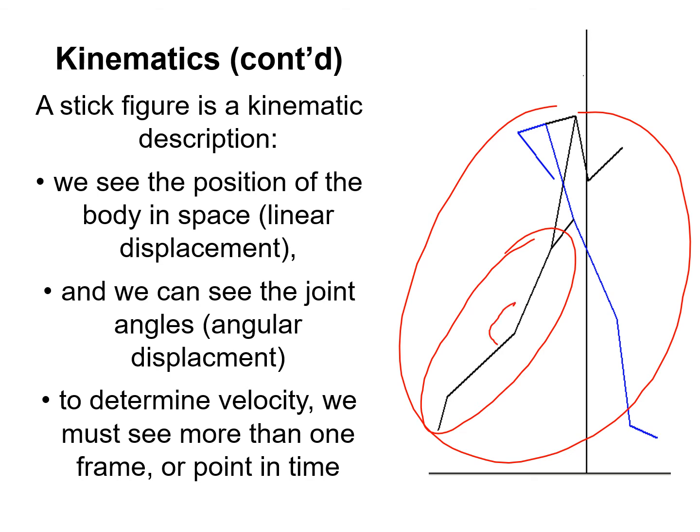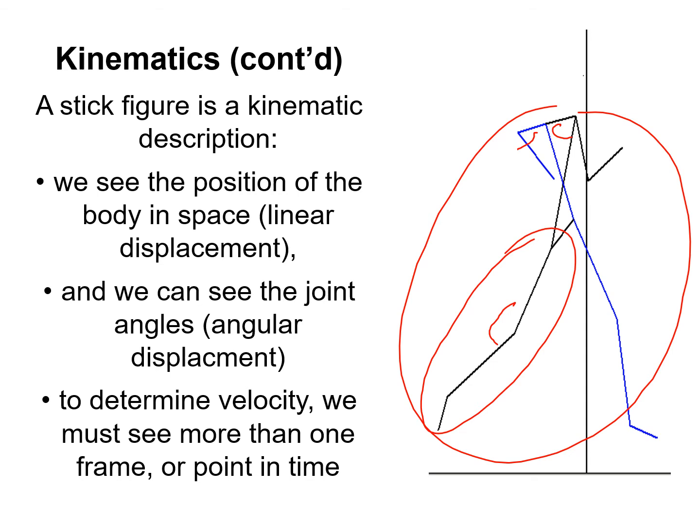We're looking at how these specific angles change, okay? And we use this to determine velocity. We must see more than one frame to determine velocity, okay? Or acceleration. A change in velocity is called acceleration. To see a change in velocity, we must see at least two frames if we're videotaping it.